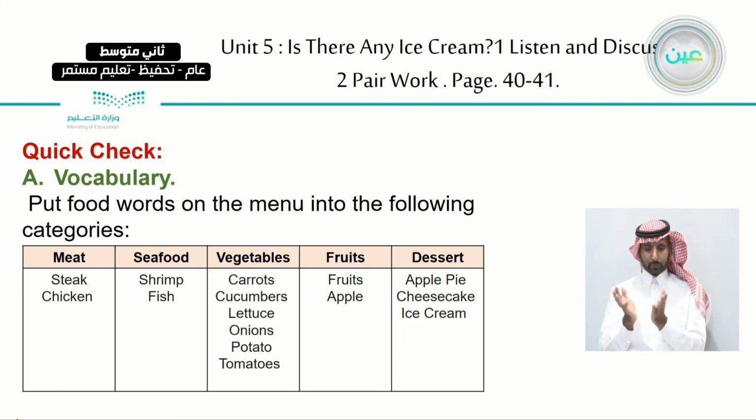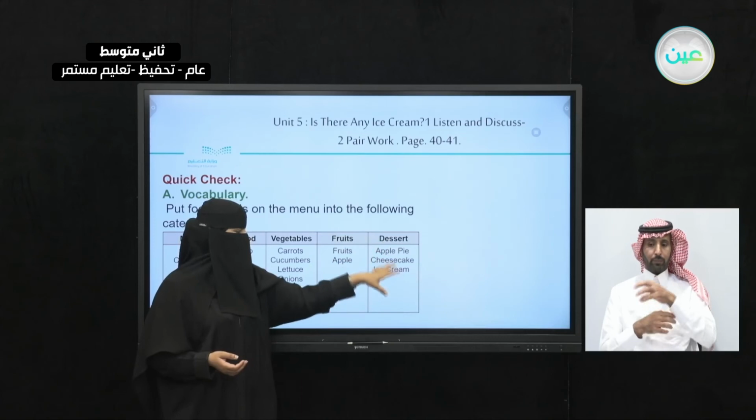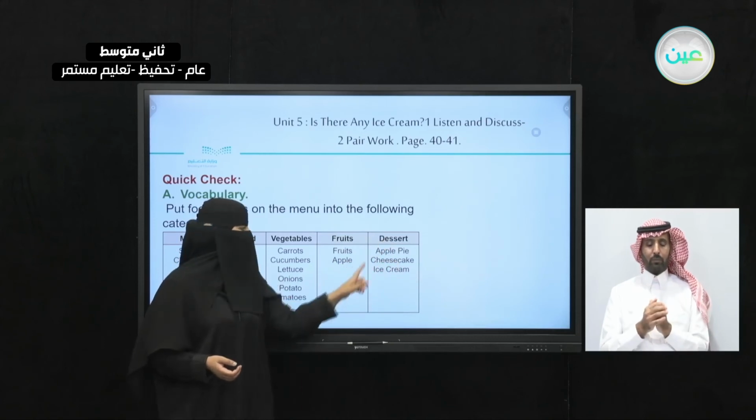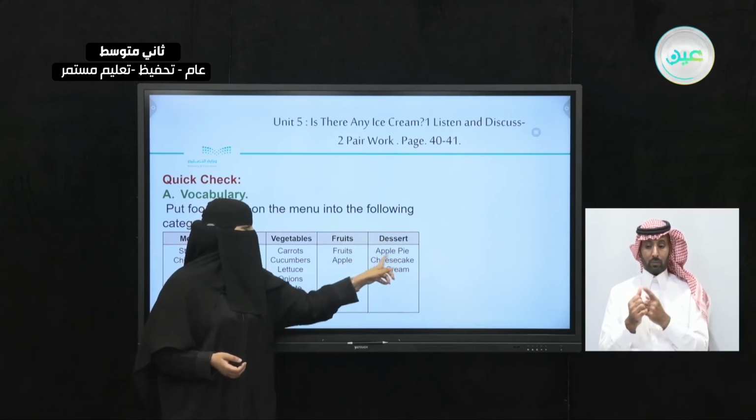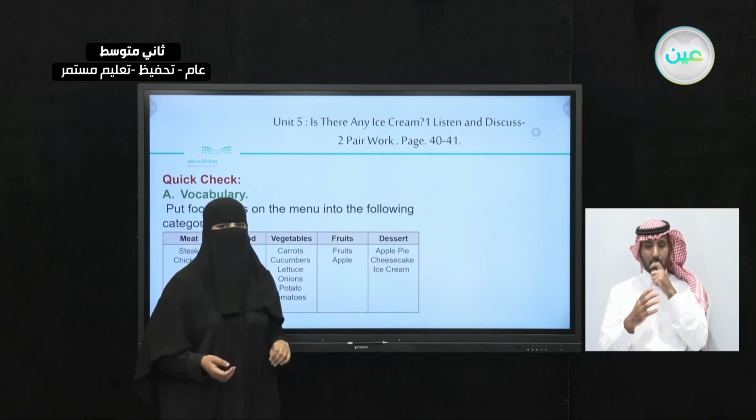Now, how about the desserts? Let's take a look. Under the dessert, what are the kinds of dessert that we did see in the menu that we can put in this category? For desserts, we had apple pie, cheesecake, and ice cream.